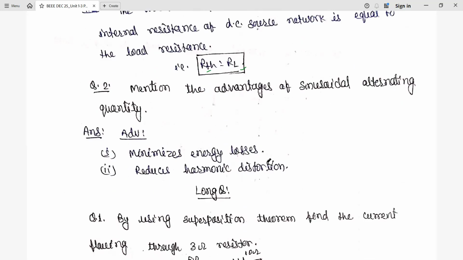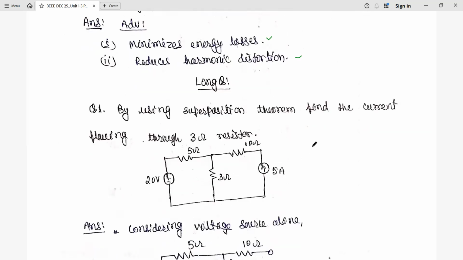The next question is to mention the advantage of a sinusoidal alternating quantity. This is a 2 mark question. It is used to minimize the energy losses and reduce the harmonic distortions. Each unit has two objective questions and 2 long questions.